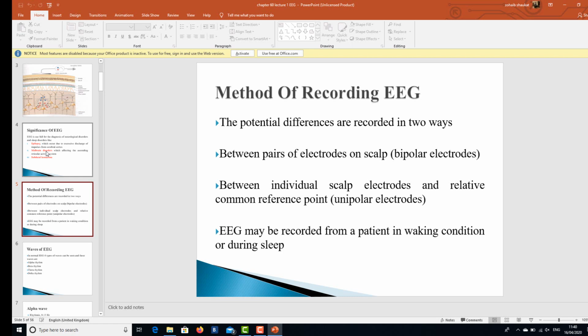Method. Now, what is the method of recording the electroencephalogram? The potential differences are recorded in two ways. That is, between pairs of electrodes on the scalp, bipolar electrodes, and between individual scalp electrodes and relative common reference points, that is, the unipolar electrodes. Electroencephalogram can be recorded from a patient in waking condition or during sleep.